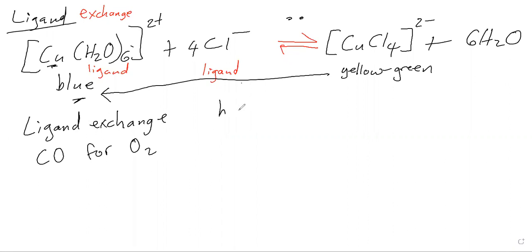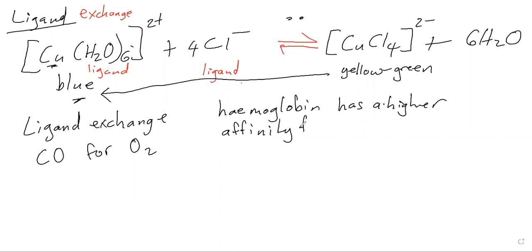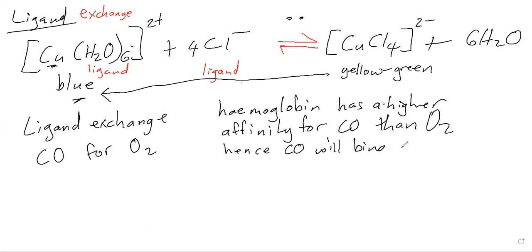All right, so hemoglobin has a higher affinity for carbon monoxide than oxygen. Hence, carbon monoxide will bind instead of oxygen. If oxygen did have a higher affinity, you wouldn't have carbon monoxide poisoning. So just remember this: hemoglobin has a higher affinity for carbon monoxide than oxygen, so it will actually bind to it instead.